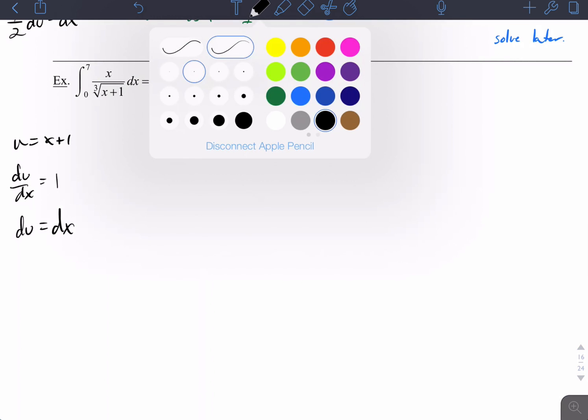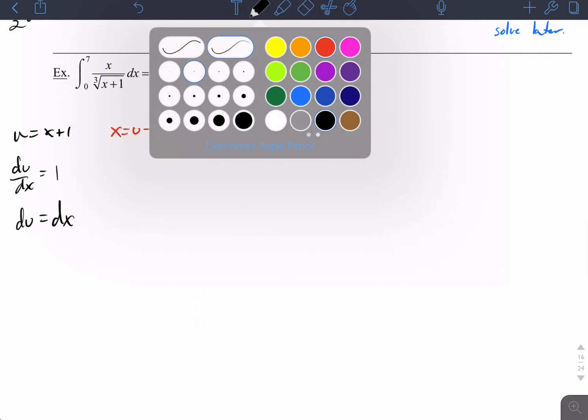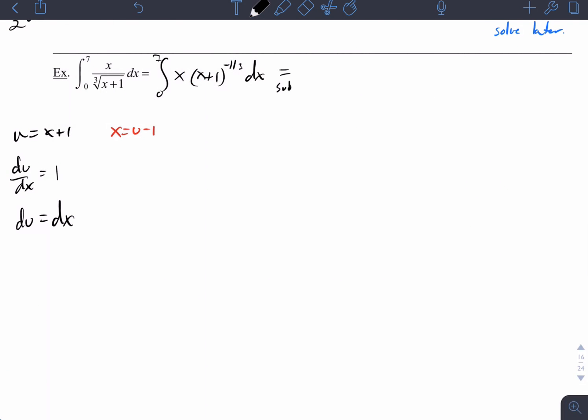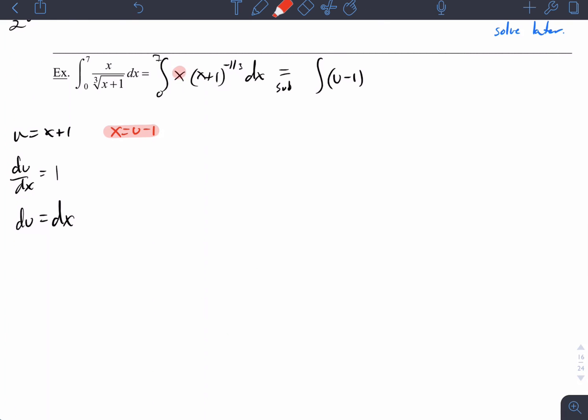Let's solve for x while we're here. Okay, so it's going to be x equals u minus 1. That's also very convenient for later. All right, so now let's sub. This is going to be the integral of u minus 1, because that's what the x was replaced with, and I'll highlight that while I'm here. Red simplifies red, or substitutes red, and blue will simplify blue.